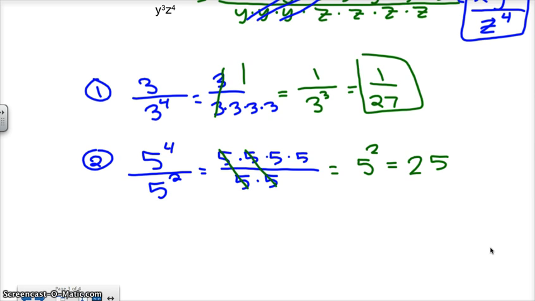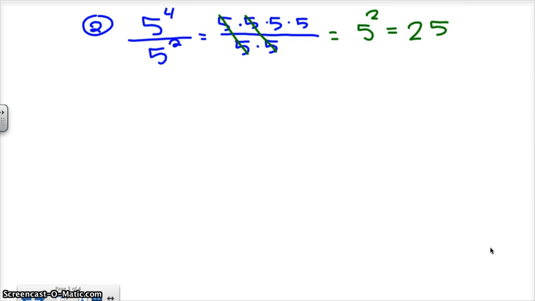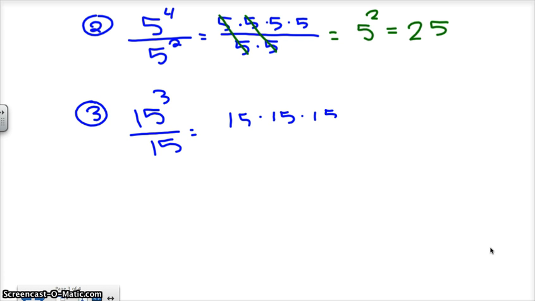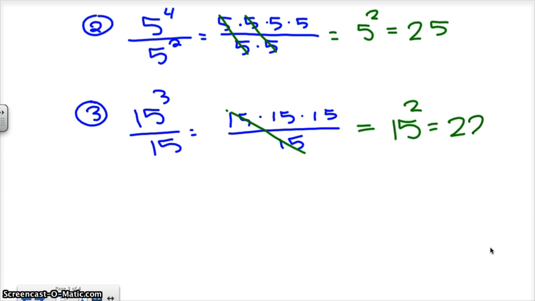Next one that you have, 15 cubed over 15. I have 3 15's on top, a 15 on the bottom. Cross out that shared 15. I'm left with 15 squared, which happens to be 225.